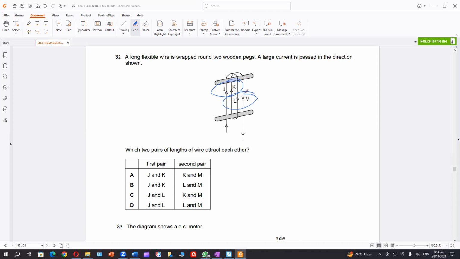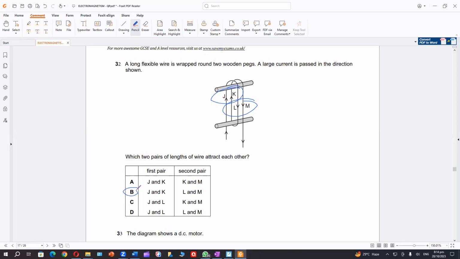How come C? Because wires with current in the same direction attract each other. Yes, B is the right answer.